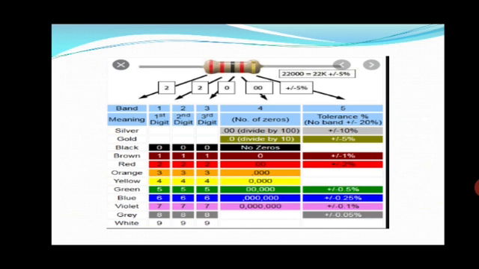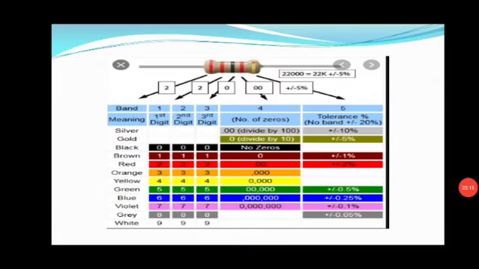Then how is it possible? A systematic approach has been given, by looking at its color coding. The color coding is mentioned on the body of the resistor. By using that color coding, you can calculate the resistance value, and by looking at its physical structure you can tell the value of the resistor. Let us see what the procedure is.